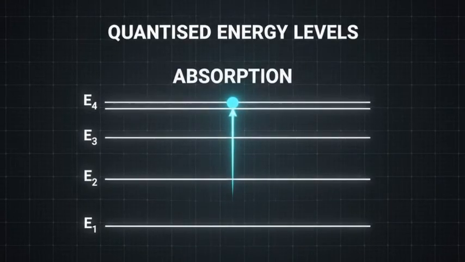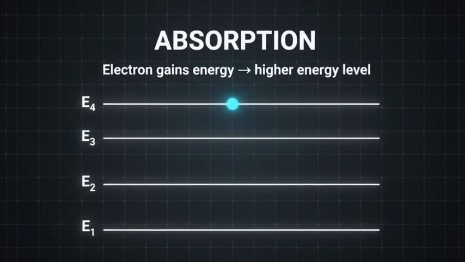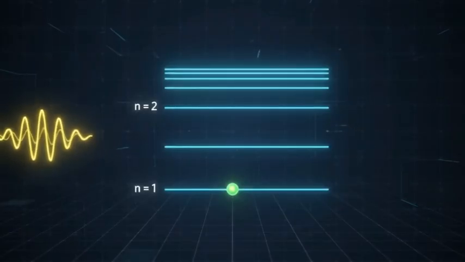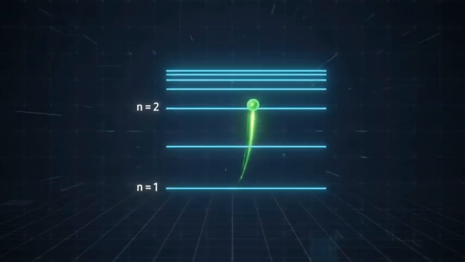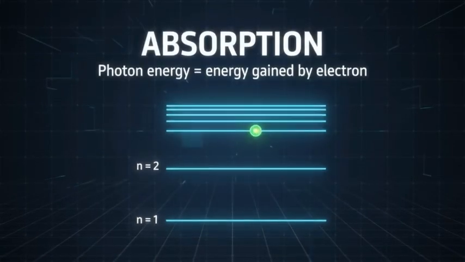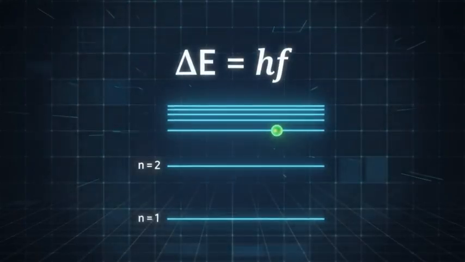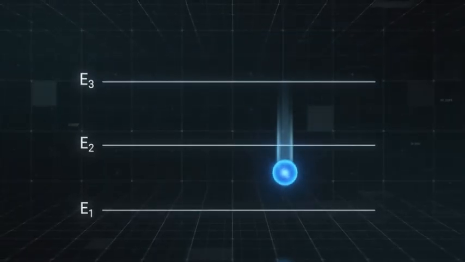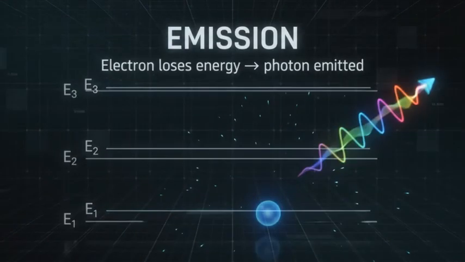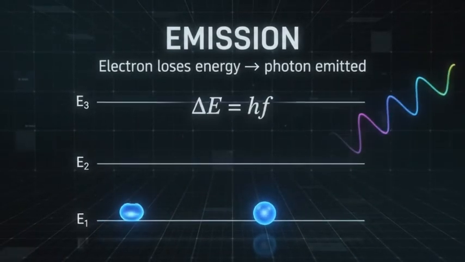When an electron absorbs the correct amount of energy, it moves to a higher level. During absorption, the electron gains energy from a photon. The energy of that photon must match the difference between the two energy levels. When an electron falls from a higher energy level to a lower level, the energy difference is released as a photon.